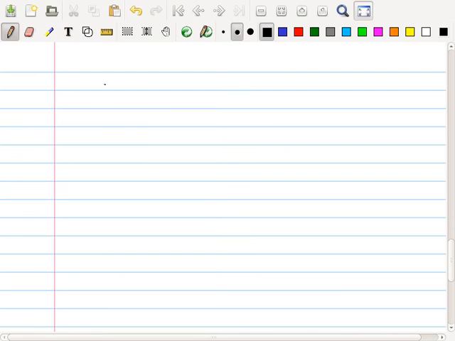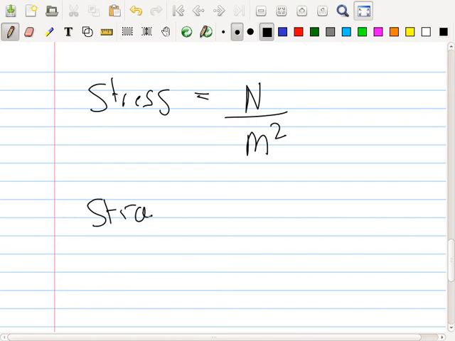So for stress, what are the units? Force over area, newtons over meters squared. Now, what's the strain? Strain is the extension over the natural length. What are the units? Meter over meter, which means no unit. Nothing.